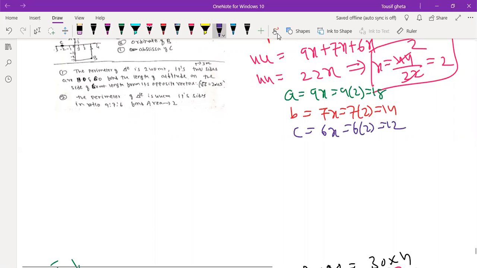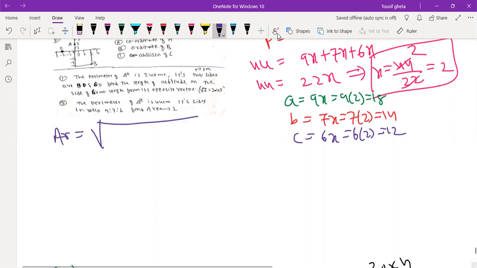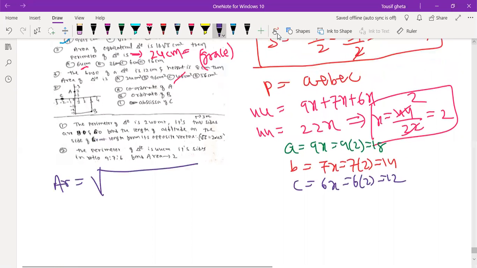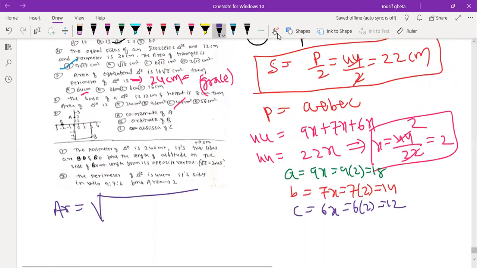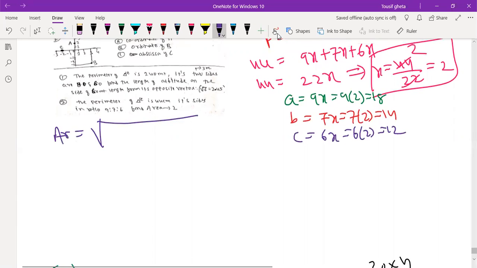Let us go for area. Area is equal to semi-perimeter, already I got it, 22, perimeter by 2 it was. Semi-perimeter 22. Okay. So for area we can use Heron's formula: root of s into s minus a into s minus b into s minus c. So 22, 22 minus 18 is 4, 22 minus 14 is 8, 22 minus 12 is 10. Simplify this.